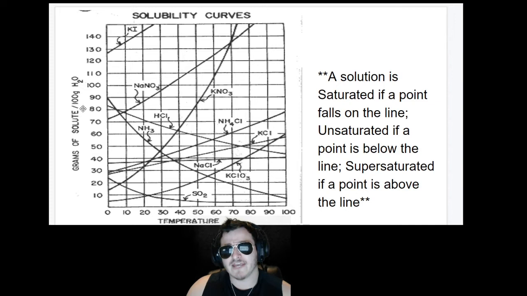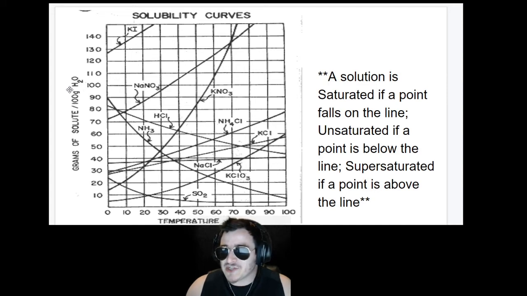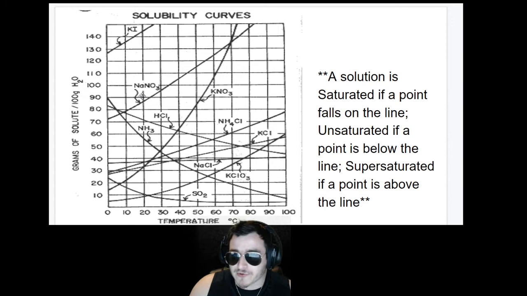For example, let's say they ask the question, if you doubled the amount of water, how much could you dissolve in 200 grams of water? It's a perfectly linear relationship. If this can dissolve 87 grams in 100 grams of water at this temperature, well, if we double the amount of water, then we can double how much we can actually dissolve in there. And so it's almost what you would expect, right? But the point is, if the point falls on the line, it's saturated. If it's below the line, it's unsaturated. And if it's above the line, it is supersaturated.